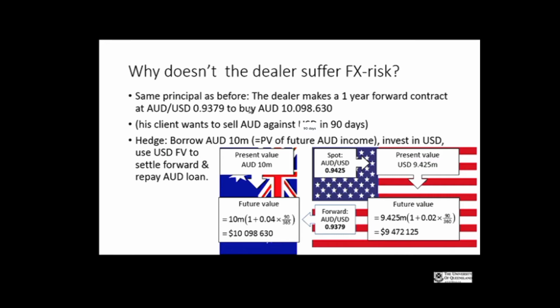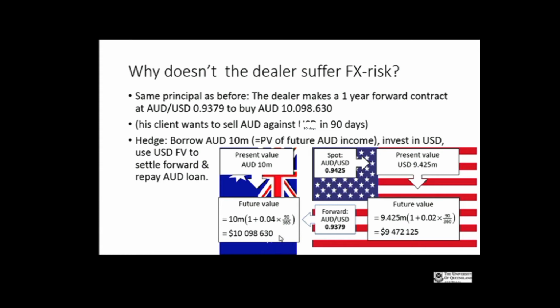So they're buying Australian dollars and they're selling US dollars to you at that forward rate. And now we want to know how they get rid of the risk. Well, they know in 90 days they have to take from their client this many Australian dollars, and they have to pay their client this many US dollars, because that is the rate they agreed on.